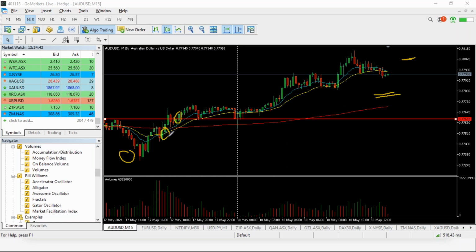So the moving average, it's already crossed. We've got a breakout there. And then eventually, we probably would have got stopped out at nothing there. Okay, so that just would have been a trade that didn't work out on the 15-minute.